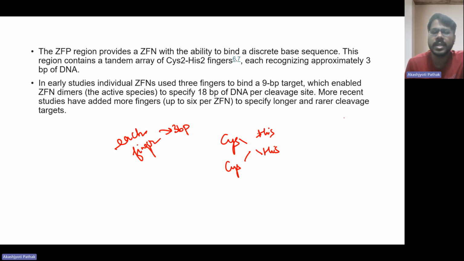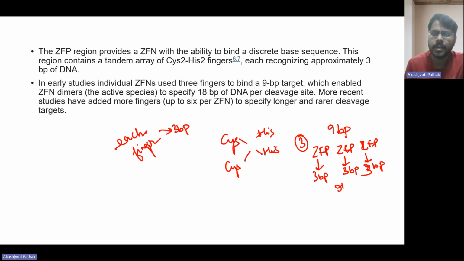So if your target gene has 9 base pairs, and you want to delete or replace a 9 base pair segment or gene with another gene, then what you have to do is create 3 zinc finger nucleases, or say 3 zinc finger proteins. Each one will recognize 3 base pairs. So if there are three, then together they will recognize 3 plus 3 plus 3 is 9 base pairs.